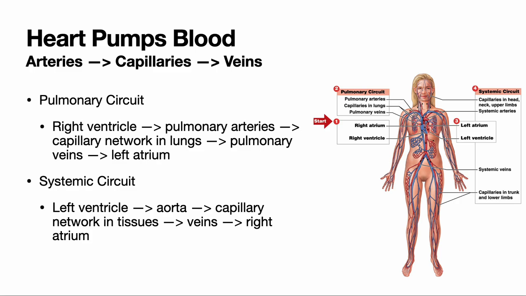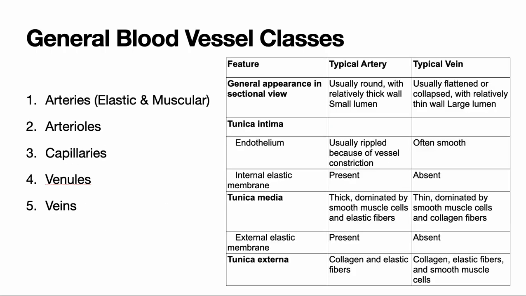Now, in both of those circuits, we have arteries and veins. So let's talk about the general blood vessel classes. So obviously we have arteries, and that's going to include both elastic and muscular arteries. So these are large arteries, including the aorta exiting the heart. And then we're going to have arterioles. Then we'll have our capillaries. They will become venules, which will become veins and return back to the heart.